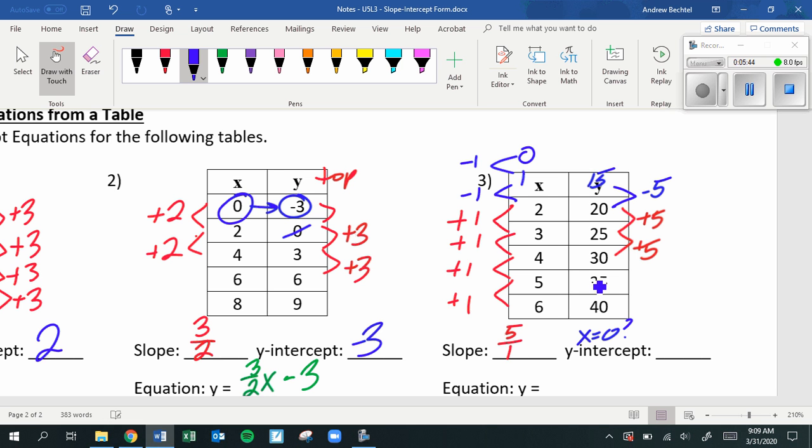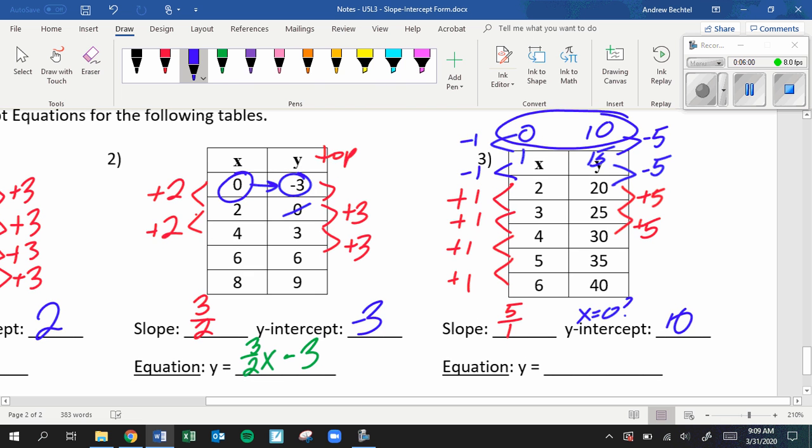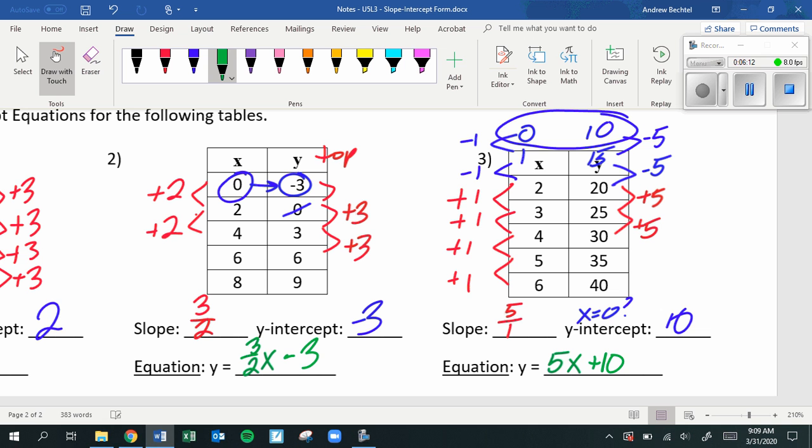Here we have x is 0. We go back another 5 on the y side, and we have 10. Here we have found our y-intercept. It's going to be 10. So if that y-intercept isn't there, we have to work backwards to get there. Now that we've found our slope and our y-intercept, we can write our equation. mx plus b is slope times x plus the intercept.